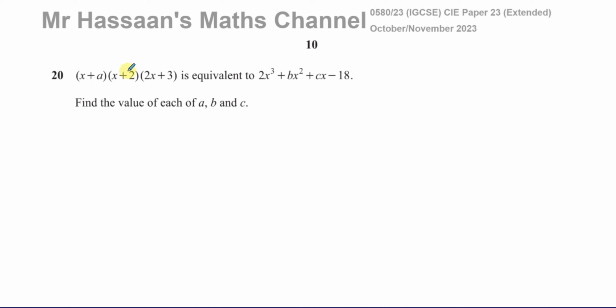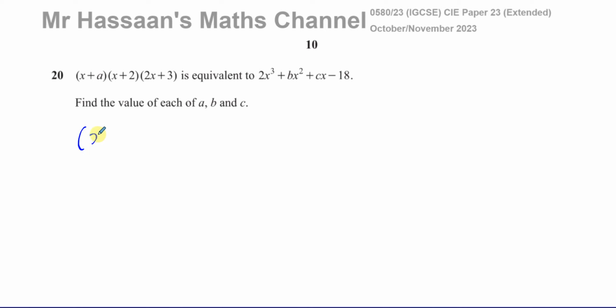I'm now answering question number 20 from the October-November 2023 Cambridge 0580 IGCSE paper, variant paper 2, variant 3. Here we have these three brackets that, when you expand them, you end up with these terms: 2x cubed plus bx squared plus cx minus 18. We want to find what the values of a, b, and c are.